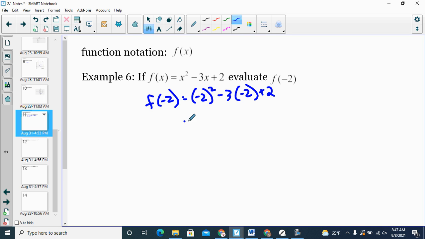And then evaluate. Negative 2 times negative 2 is 4. Negative 3 times negative 2 is plus 6. And then I've got that plus 2. Add left to right. 10 plus 2 is 12.